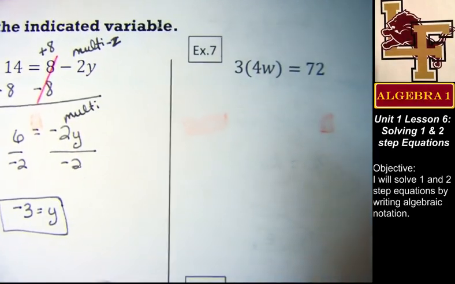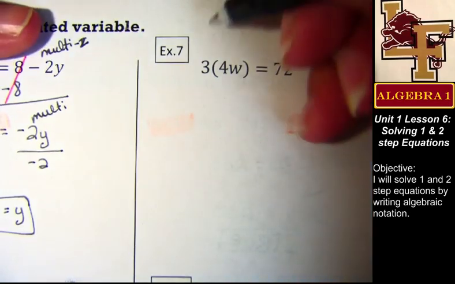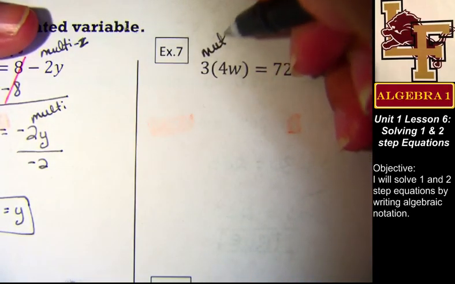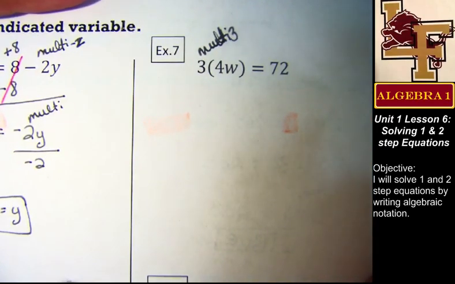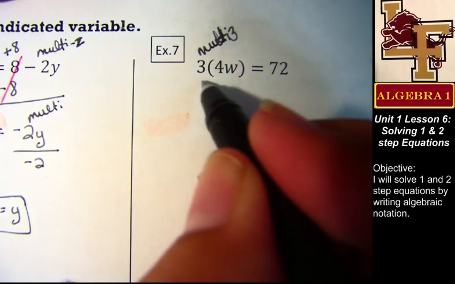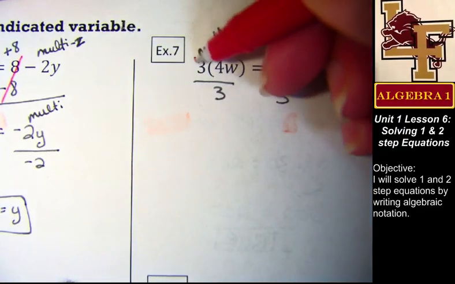Example 7. I have parentheses. The parentheses according to order of operations have to be done first, but remember we're doing opposite order of operations because we're solving. So I need to do the parentheses last. I see a multiplication happening out here with the 3. So I'm going to get rid of this multiplication of 3 first. How do you undo multiplication? Division. So I'm going to divide both sides by 3.